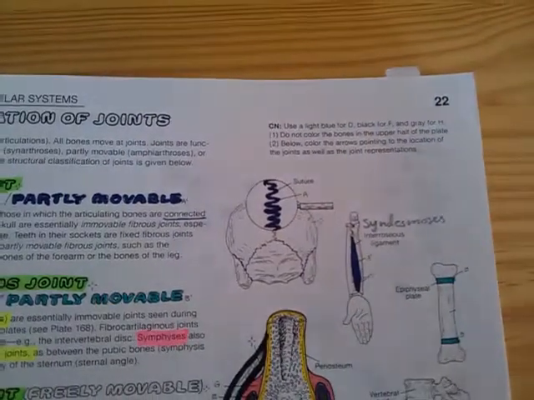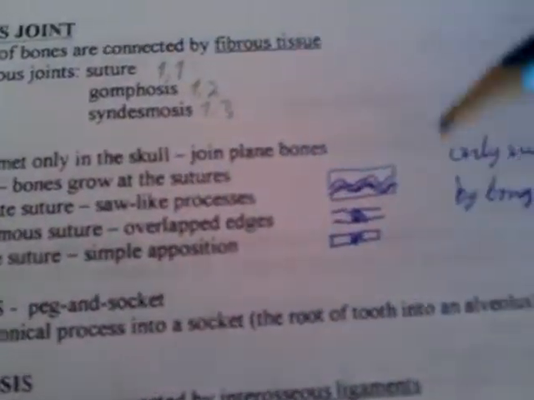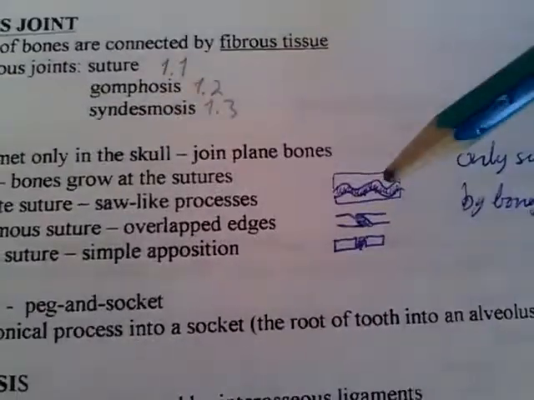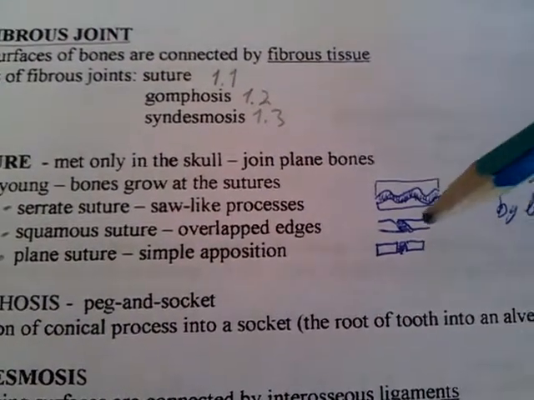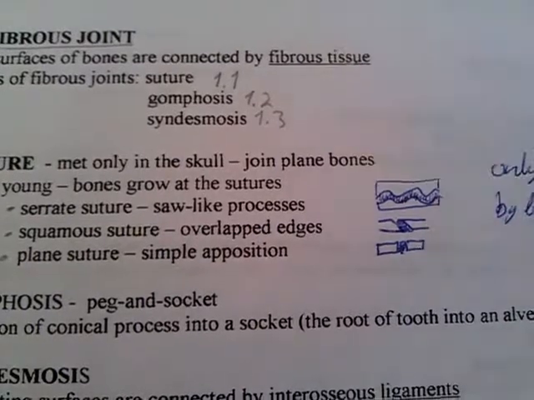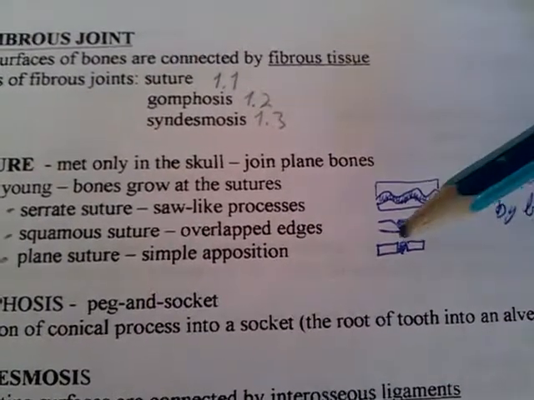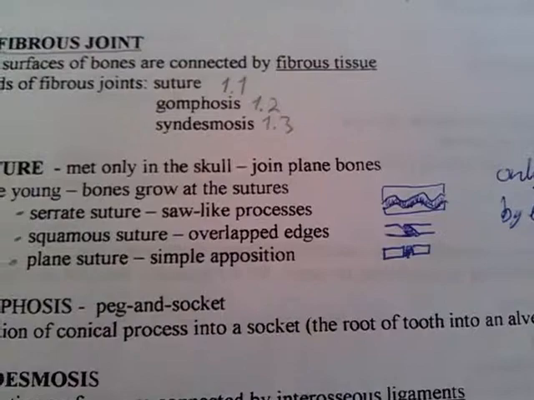And you have three kinds of sutures. You have a serrate suture, that is like a saw-like process. You have a squamous suture with overlapped edges, and you have a plain suture, simple apposition.